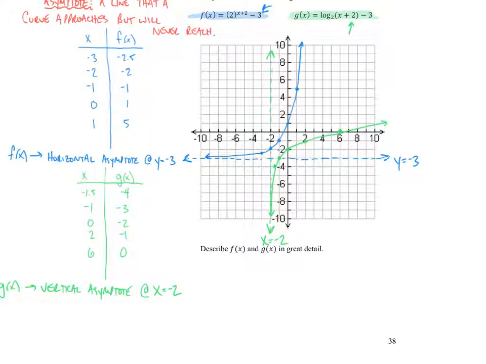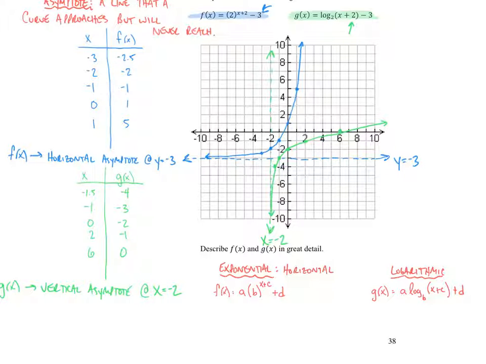So here's another pattern that we need to recognize here. We have two different types of functions. We have exponential, and we have logarithmic. And what I'm going to do right here is I'm just going to write out the general form of each, including all variables that we could change. So, exponential functions. We talked about them numerous times here. We know that they have horizontal asymptotes. And we know that logarithmic functions have vertical asymptotes.